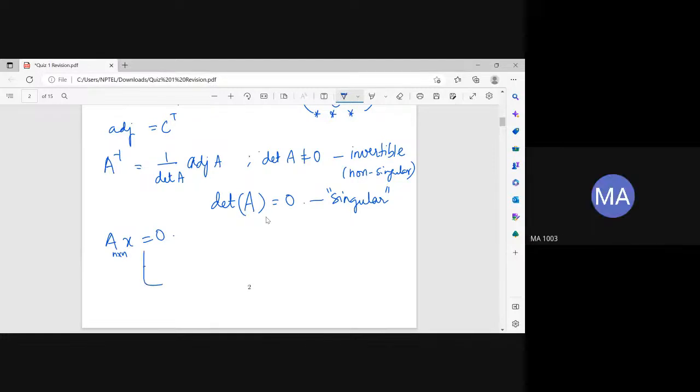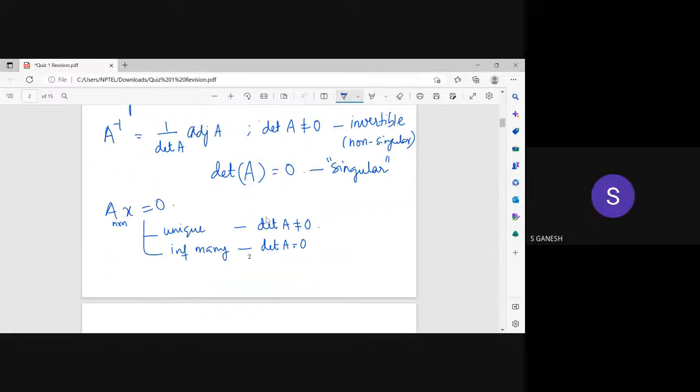Right. When it has infinitely many solutions, what can you tell about the determinant of A? Determinant of A equal to zero. Yeah. That's what is singular, right? That's what is a singular matrix. It has infinitely many solutions means what? You have a non-zero vector, which when multiplied with a matrix, gives you zero, right? Yes, ma'am. I've got it, ma'am. Thank you, ma'am. You can generate the zero vector using a non-zero vector. Okay.